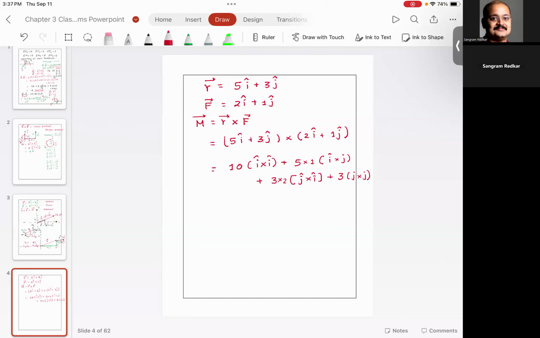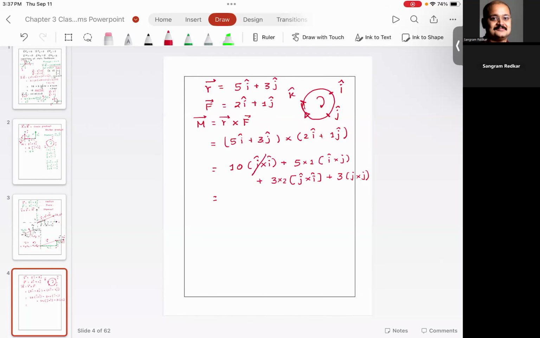Now let's look at the circle of vectors. You have i, you have j, and you have k. Please note, cross product means magnitude of the vector multiplied by the sine of the angle between those two vectors. So can you tell me what is i cross i? 0. Why? Because the angle is 0. The sine of 0 is 0. So i cross i is 0.